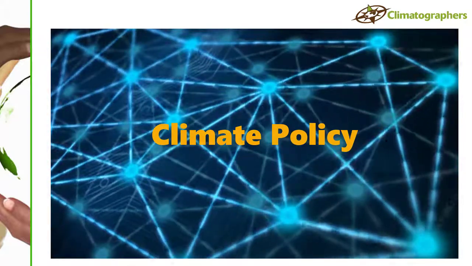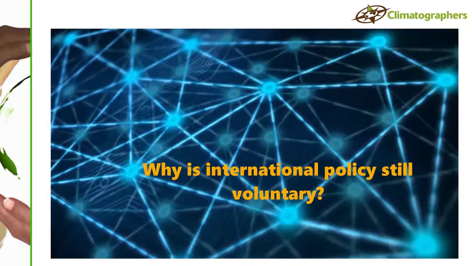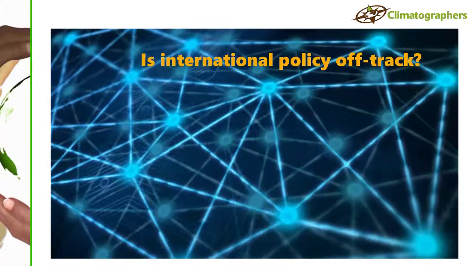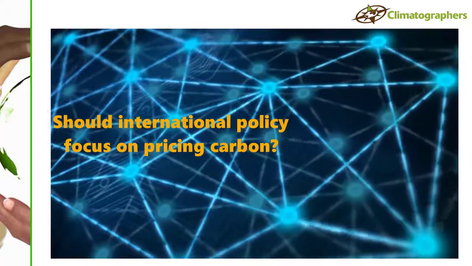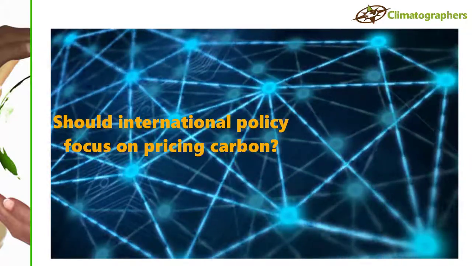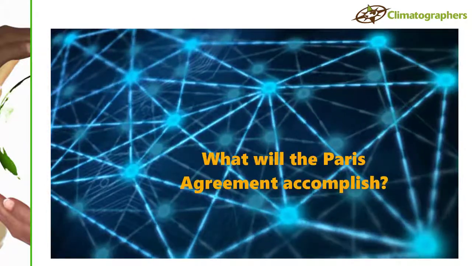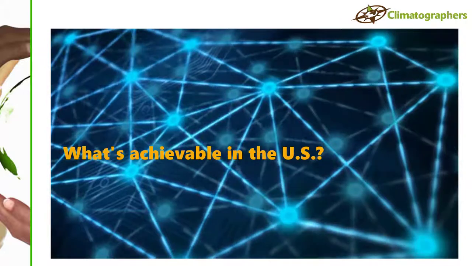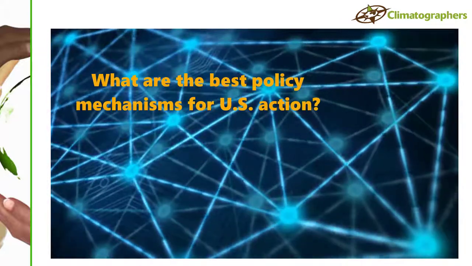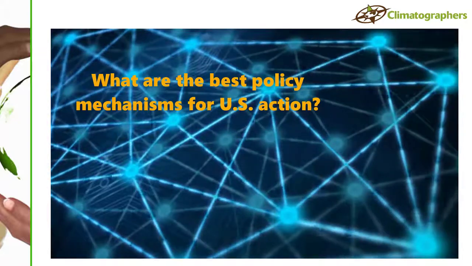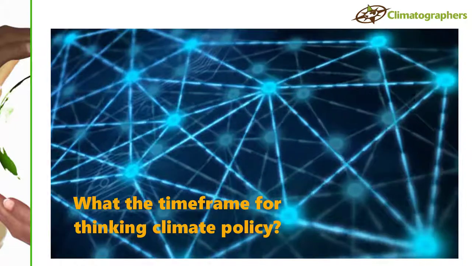But there are critical questions about climate policy. Will international policy involve more than voluntary commitments? Is current international policy off track? For example, should international policy focus on carbon pricing, as some experts argue? What's the likely outcome of the Paris Agreement? What's achievable in the U.S. going forward? What are the best mechanisms for advancing a U.S. policy agenda? What's the policy time frame advocates should be focused on today?